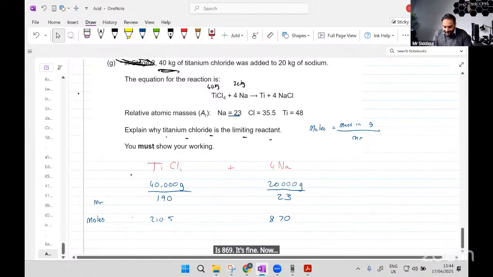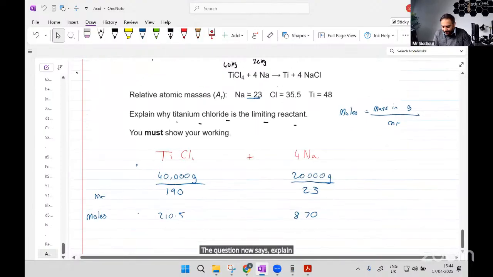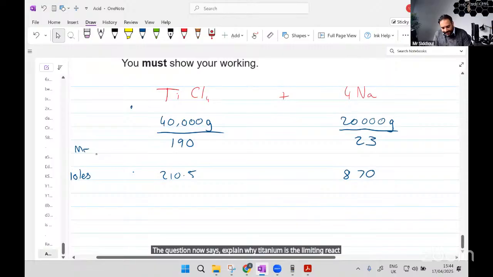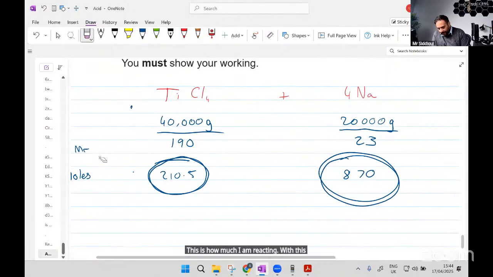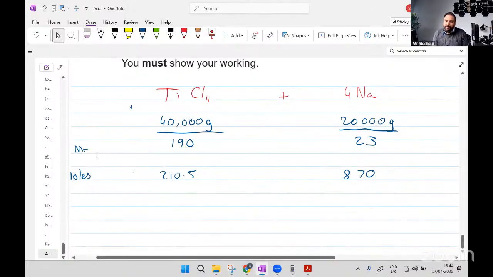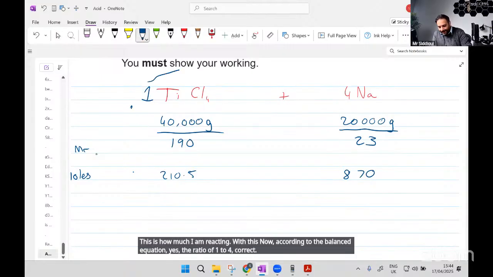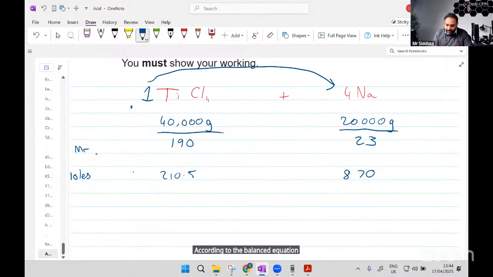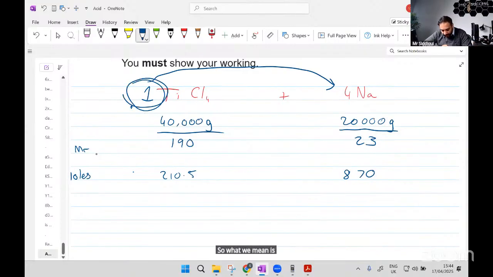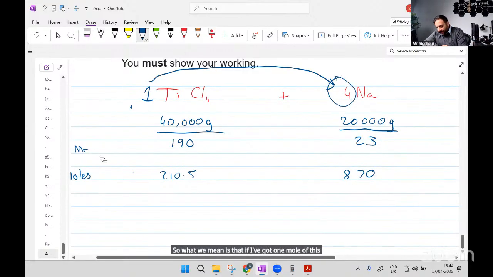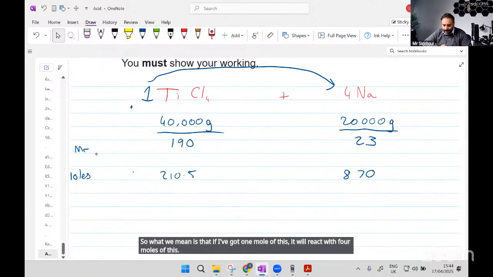Now, the question says, explain why titanium chloride is the limiting reactant. And this is why. This is how much I am reacting with this. Okay. Now, according to the balanced equation, yes, the ratio 1:4, correct. According to the balanced equation, there is a 1:4 ratio between the number of moles of titanium chloride that react with the number of moles of sodium. So what we mean is that if I've got 1 mole of this, it will react with 4 moles of this. Okay.